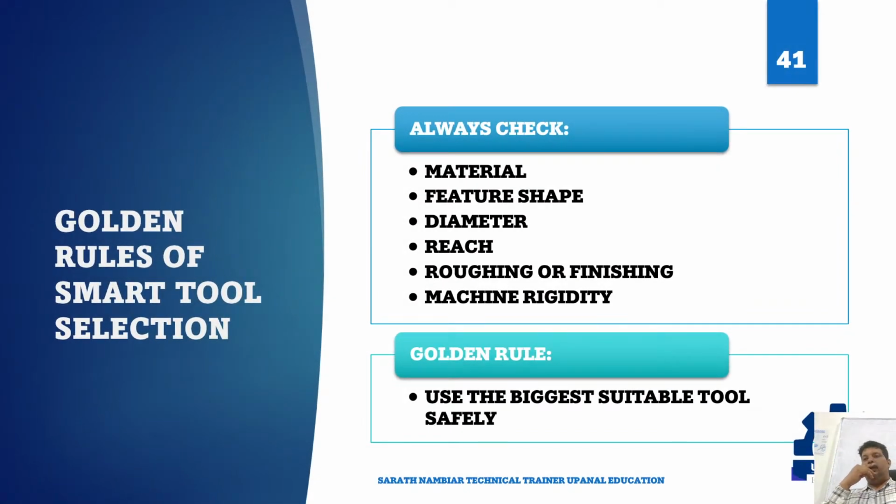Now, every time a new job comes, pause before choosing the tool. What you have to do? Check the material, check the feature geometry, check the diameter that can fit, check the reach needed, and check whether roughing or finishing is required. Check machine rigidity. And here remember the golden rule: use the biggest suitable tool that safely fits the feature. This gives better rigidity, speed, and confidence.